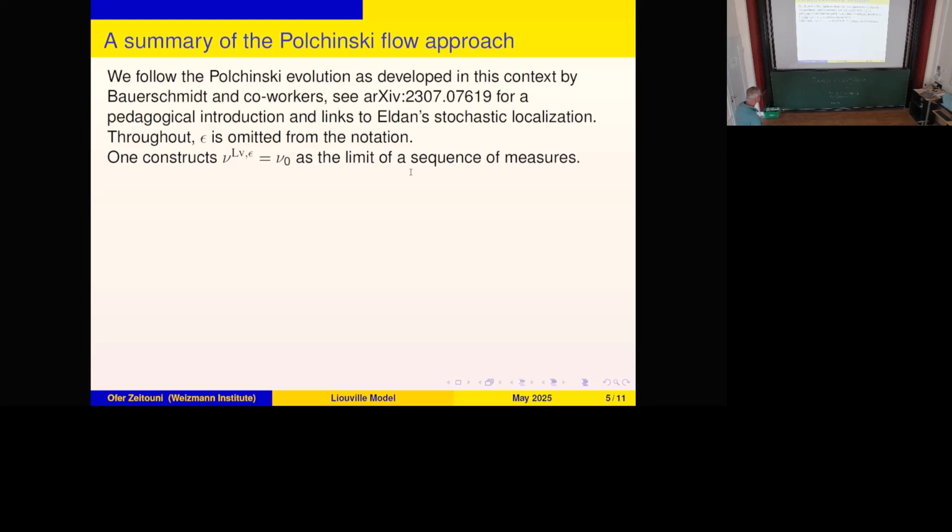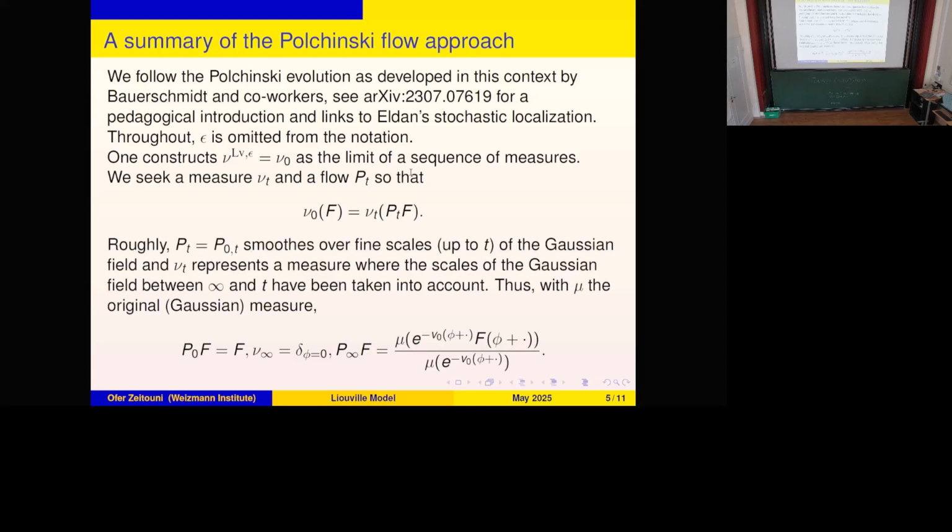So how does it work? So basically, nu0 is a measure that we want to get to. So we want to write nu0 of f as a composition of two things: a flow on f, and, if you wish, a Radon-Nikodym derivative that is replacing f by something else, and an outside measure, nu t.